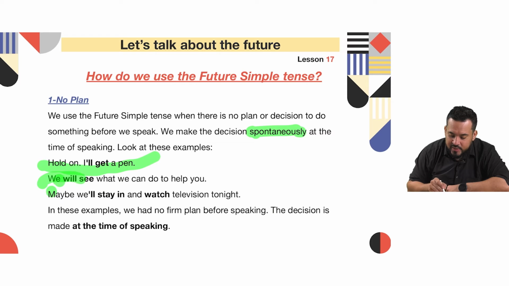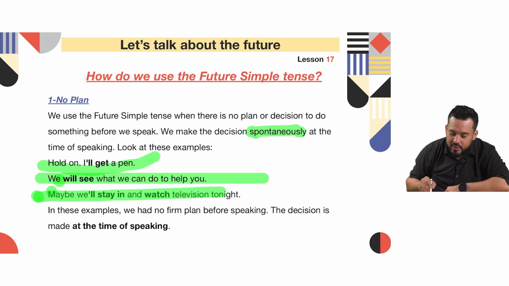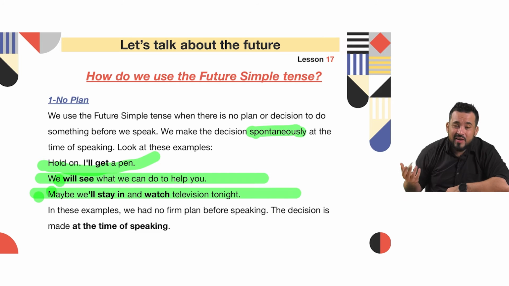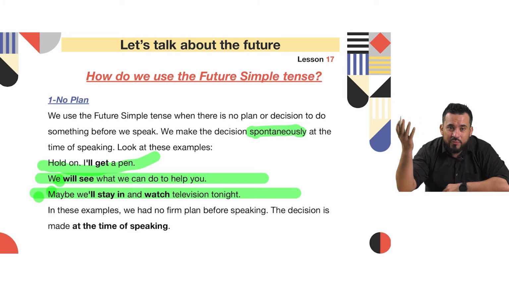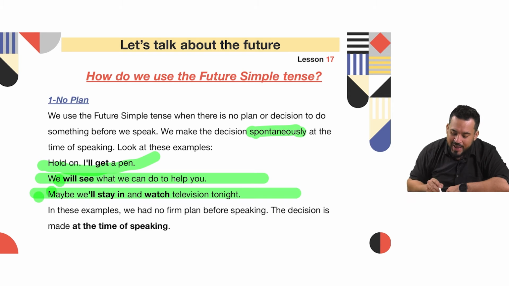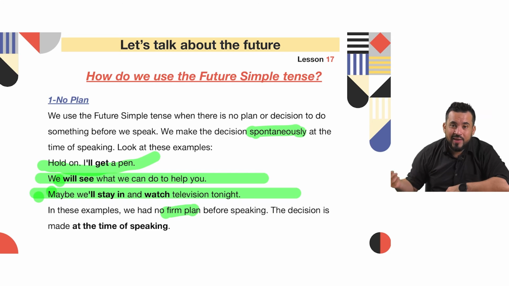Now let's look at more examples. We will see what we can do to help you. Maybe we will stay and watch television tonight. I don't know. Maybe we'll stay and watch television. Maybe we won't. I don't know. There is no plan. In these examples, we have no firm plan. I mean, there isn't any concrete or solid plan. We are just, as we say, winging it.